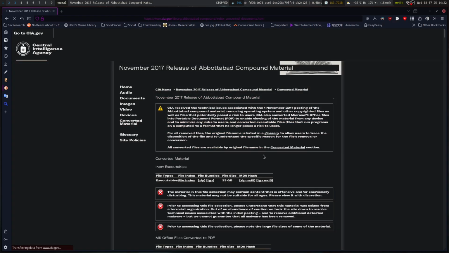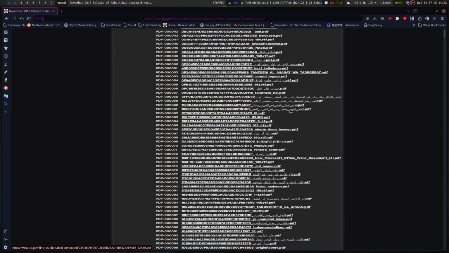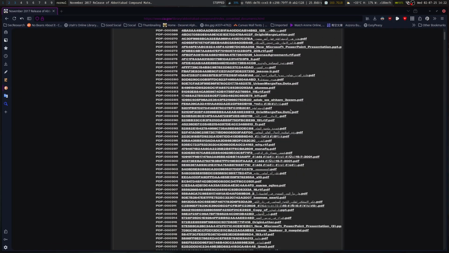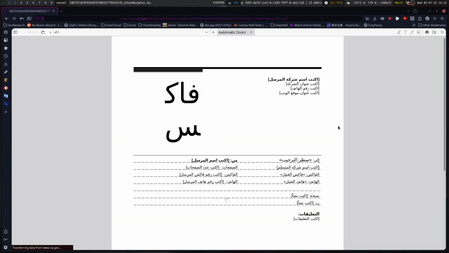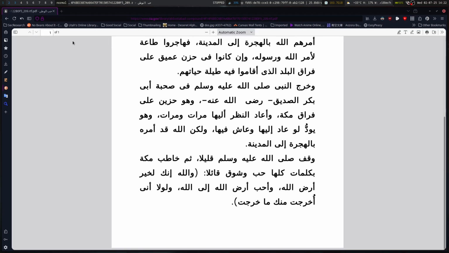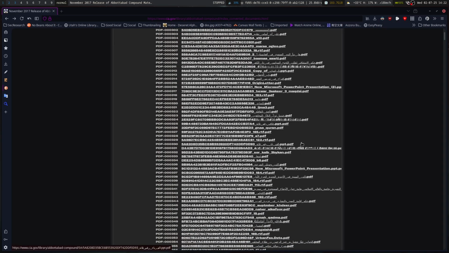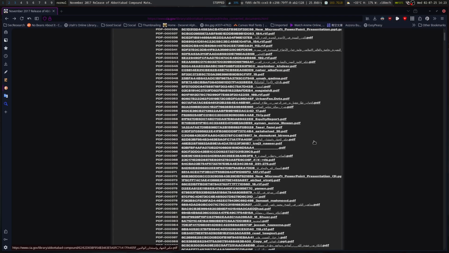Okay, so in the converted materials section, this is basically a bunch of books that I believe are scans into PDF, or converted from other file formats. So I could go into there. That's got a whole lot of nothing. Yeah, whole lot of nothing. I don't read that. Squiggles. Sheesh.